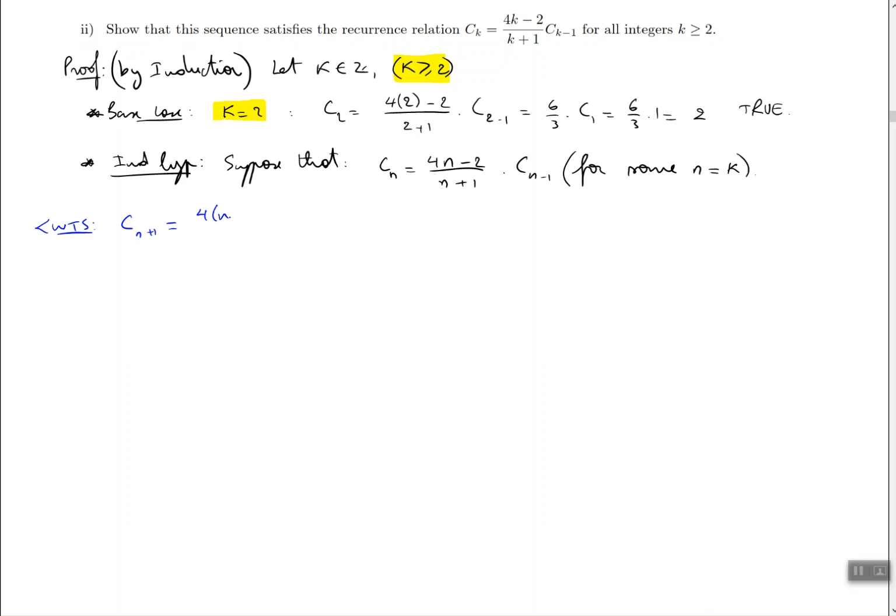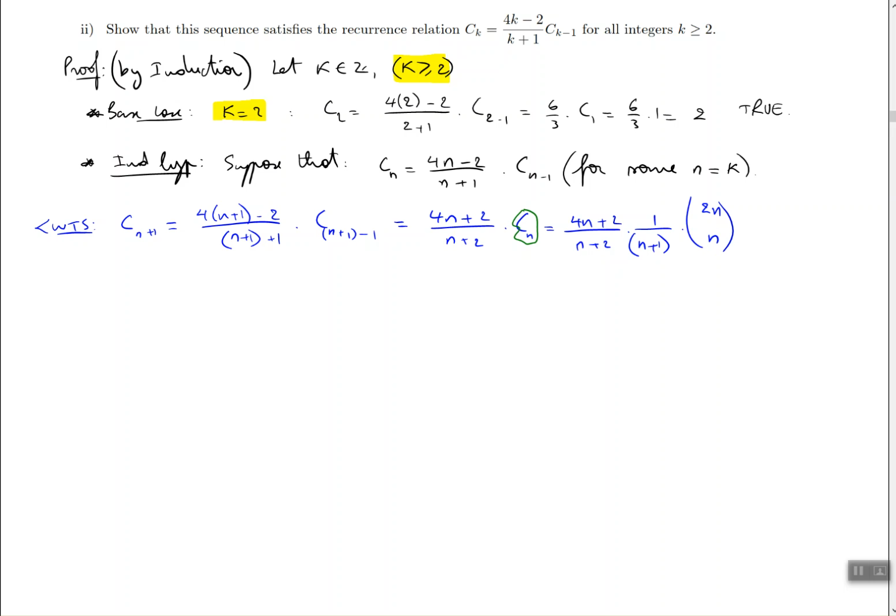So 4 times (n plus 1) minus 2 divided by (n plus 1) plus 1, and then c_{n+1} minus 1. This turns out to be (4n plus 2) divided by (n plus 2) times c_n, but keep in mind that c_n itself, we can use the recurrence relation, or rather the definition from the first page, to get the answer to this one. So it's going to be basically (4n plus 2) divided by (n plus 2) multiplied by 1 over (n plus 1), because that's what c_n is, times (2n choose n).